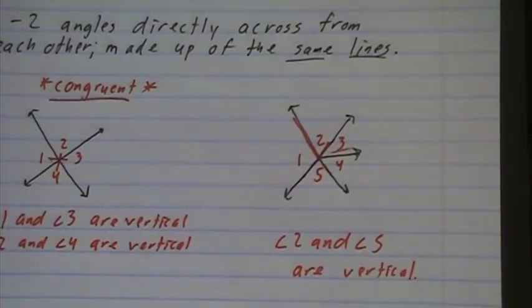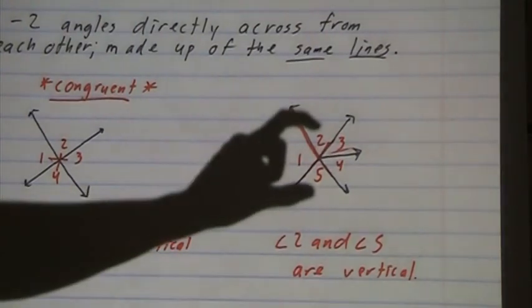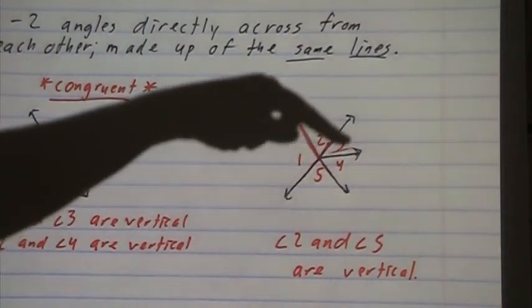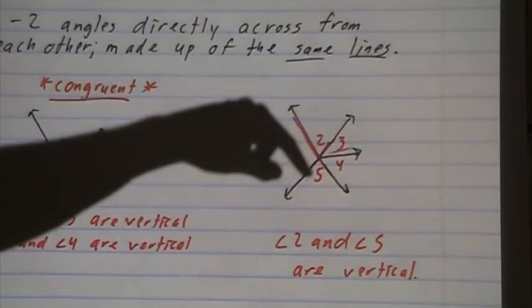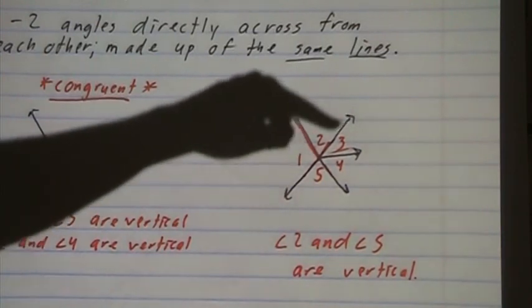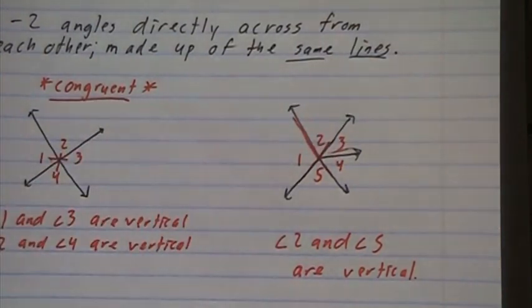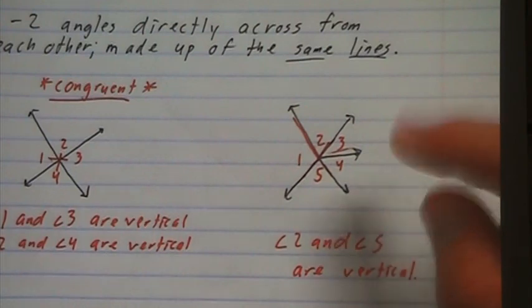You can also eyeball these guys a bit, as in which ones look congruent. 2 and 5 look about the same. 1 and 3, well, 1 is clearly bigger than 3. 1 looks like an obtuse angle. 3 looks like acute. So again, just be aware that for something to be vertical, it has to be made up of the same lines.